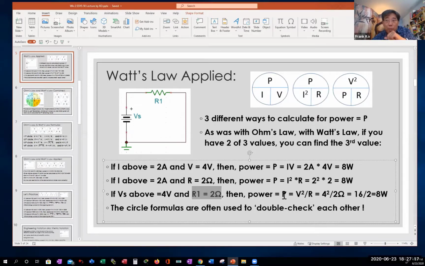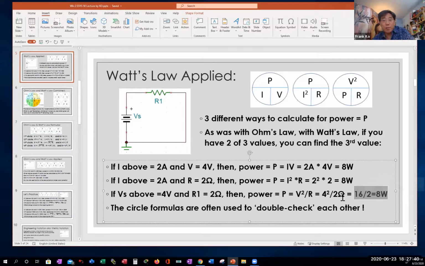Well, I'm looking for P. If I'm looking for P, I cover up the P. What's left? V squared over R, which is shown here. And the V in this case is 4 volts, and I'm going to square that. So what's 4 squared? 16. Divide by 2 ohms. What's 16 divided by 2? 8. I get 8 watts here.